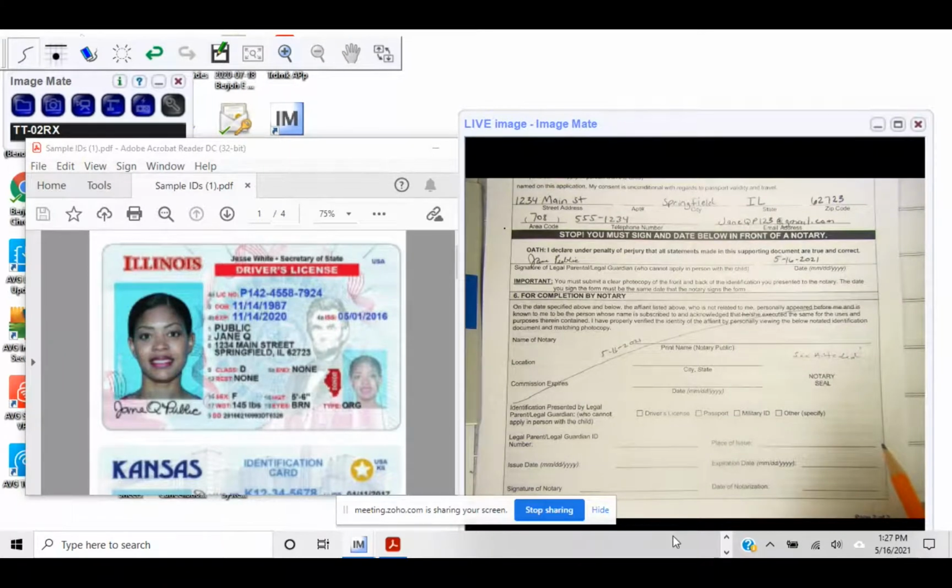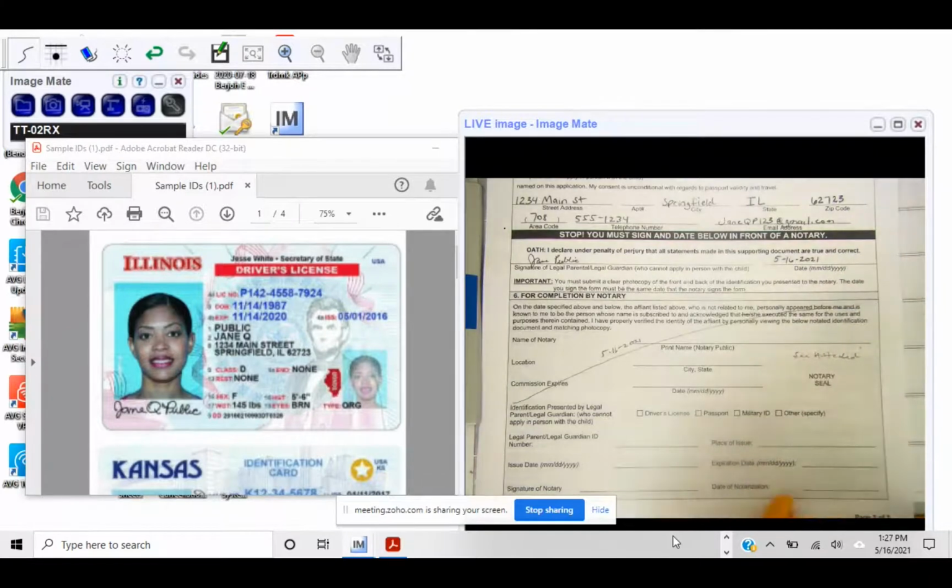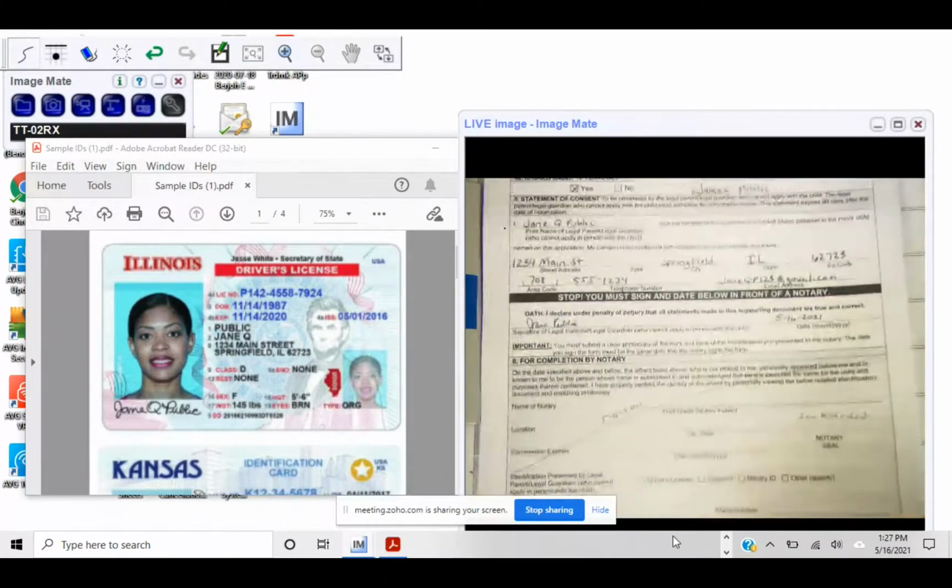Can I ask a question? Yes. So in this document, isn't James the one who's present and Jane is the one who's not present for the notarization? No. Make sure you read the document. Where did you read that James was present?